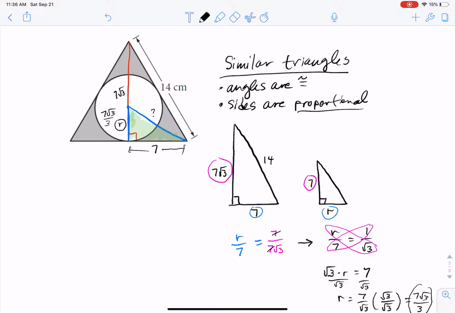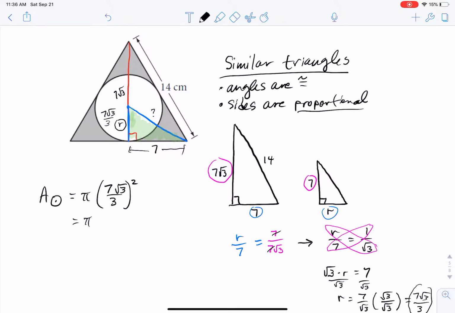Okay, so we finally found the length of our radius. We should be able to find the area of our circle. It's pi times my radius, which was 7 square root of 3 over 3 squared. I got to square both of these pieces inside here. Since this is all multiplication inside the parentheses, each thing gets squared.